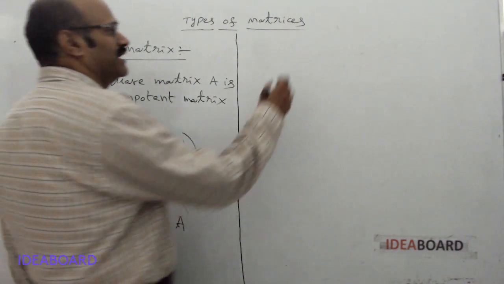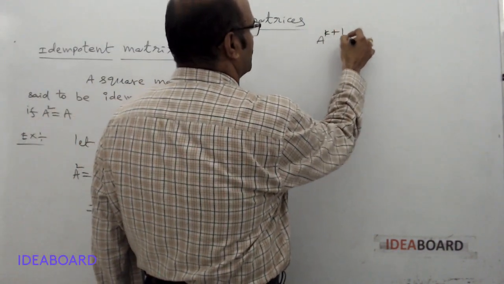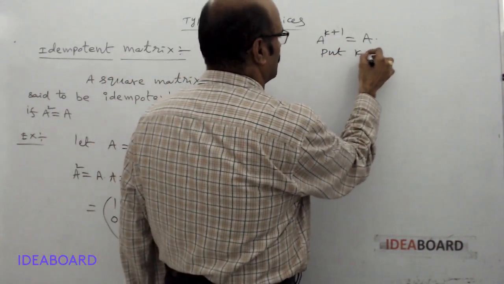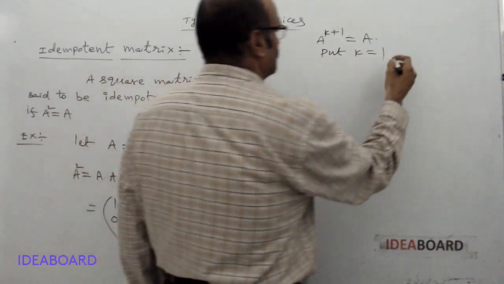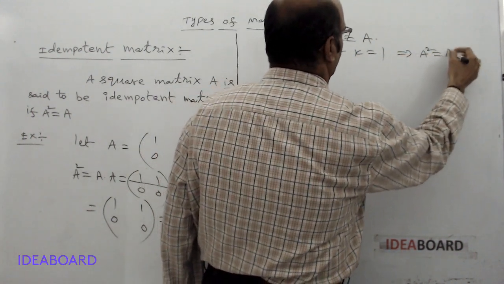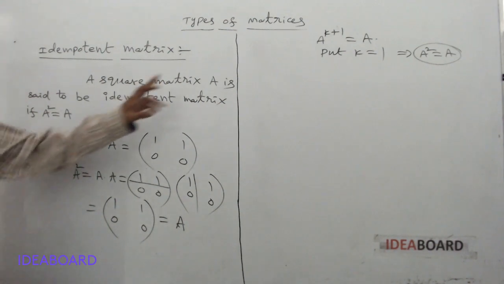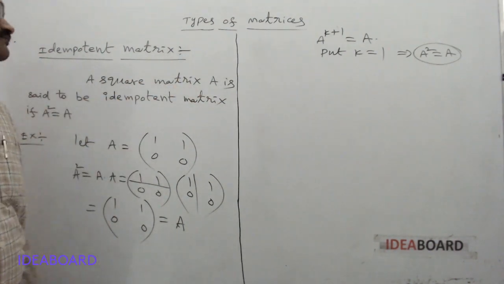If you take a periodic matrix, the definition is A power k plus 1 equals A. Put k equal to 1 in this. Then we get A square equal to A. So we say that this matrix is said to be an idempotent matrix.